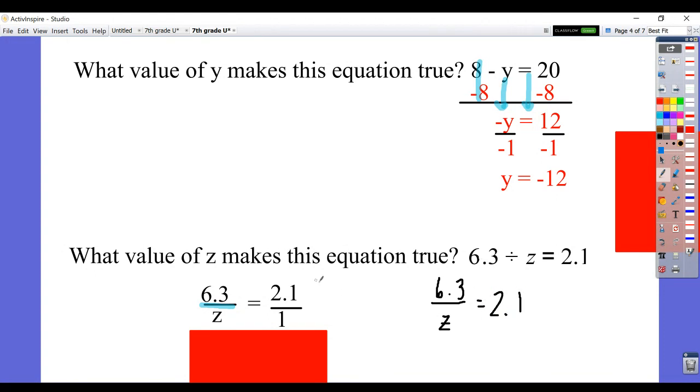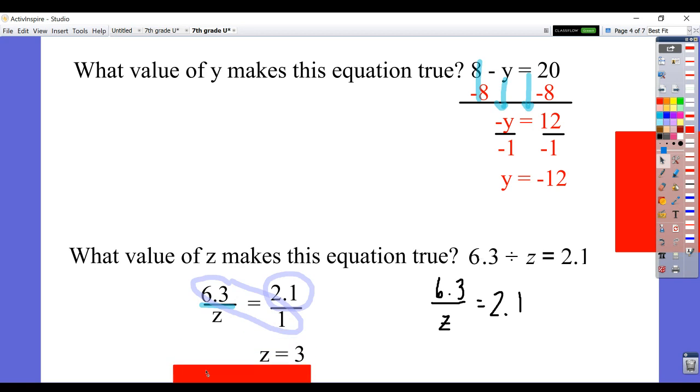Well, the easiest way to set it up then, and that's why I did this over here, is remember that any number can be put over a denominator of 1. So I put that 2.1 over a denominator of 1. What's the advantage of that? You'd say, well, now you're set up for cross products. So you could take 6.3 times 1, divide by 2.1. That's our cross product situation. And we get our unknown, or z, which is 3. Okay.